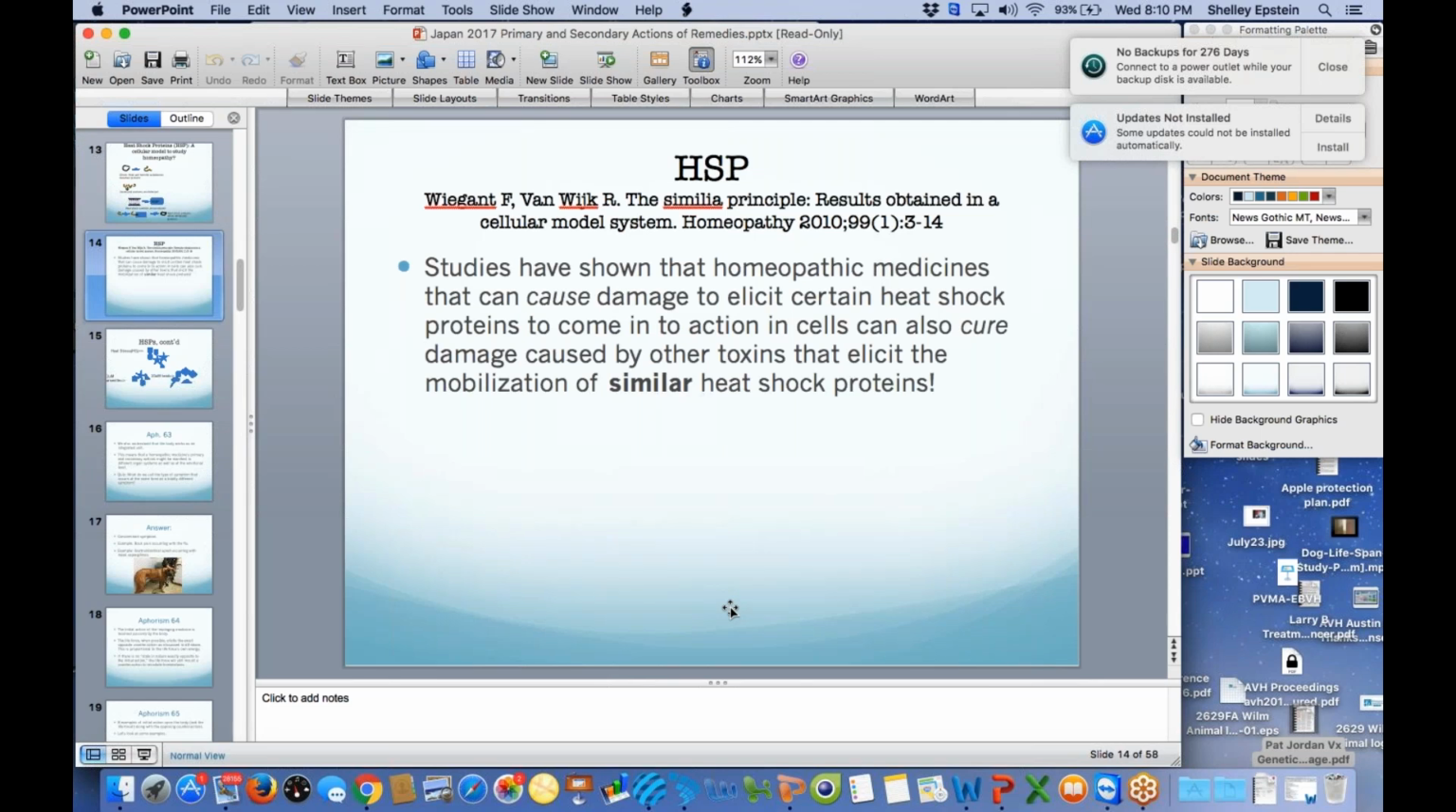So this was a study, and there were actually many studies that were done on it, but what they showed was that homeopathic medicines that can cause damage to elicit certain heat shock proteins to come into action in cells can also cure damage by other toxins that elicit the mobilization of similar heat shock proteins. So that's a big long sentence, not quite as long as some of Hahnemann's, but the point I'm making here is that heat shock proteins act by the similium principle. Similar heat shock proteins are produced. So let's look at that.